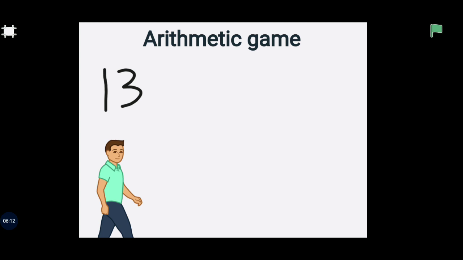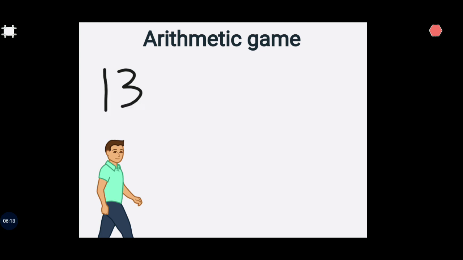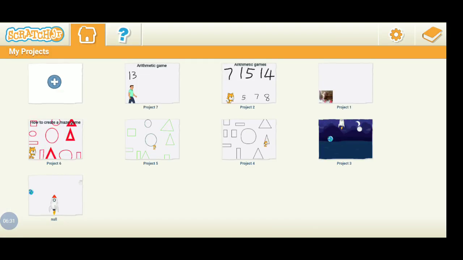If I click on the flag, it says good day everyone. Welcome to our arithmetic game. So it will wait for some seconds, then it will ask what is 8 plus 5. When I click on 13, it says you are correct. That means 13 is the correct answer. So let's go back and give other options.